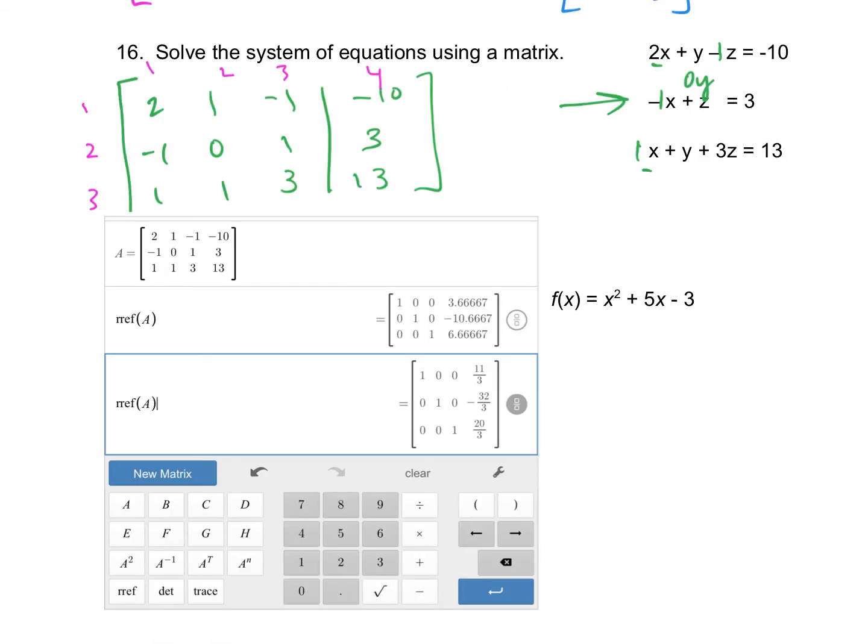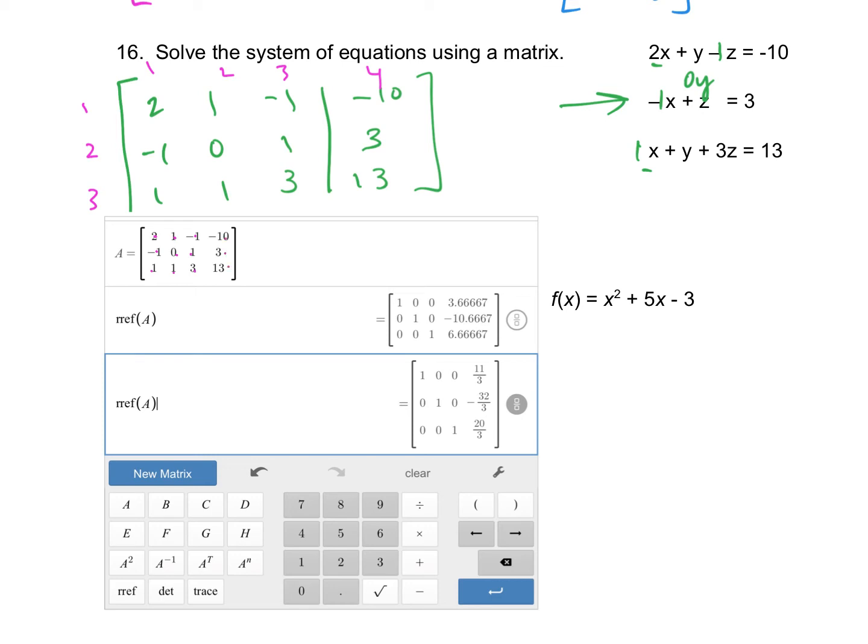Okay, some things I want you to notice here. I double checked this 3 times because I got a fraction, so I got a little freaked out. It's okay if you get a fraction. Just double check your work to make sure that you've done it correctly. And so I did. I've got a 2, a -1, a 1, a 1, a 0, a 1, a -1, a 1, and a 3, a -10, a 3, and a 13.